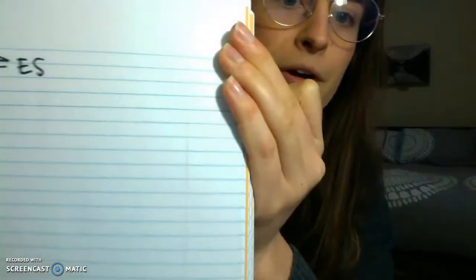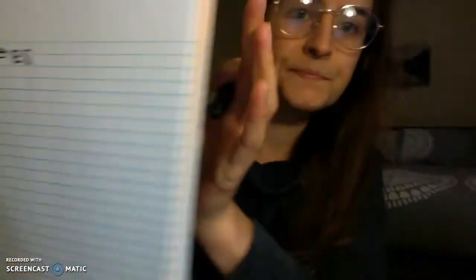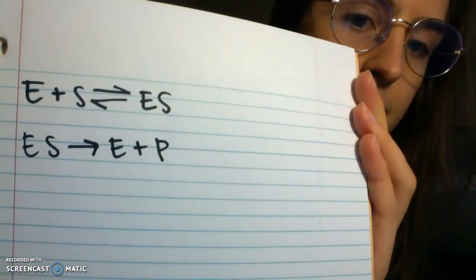So this is our first reaction. Note the double arrows in the first reaction. This means that the reaction can proceed in both forward and backward directions. In the second step, the enzyme substrate complex breaks down, giving us the enzyme and product. This is the second reaction. Note that this reaction only goes in the forward direction. The backward reaction is negligible at this stage.